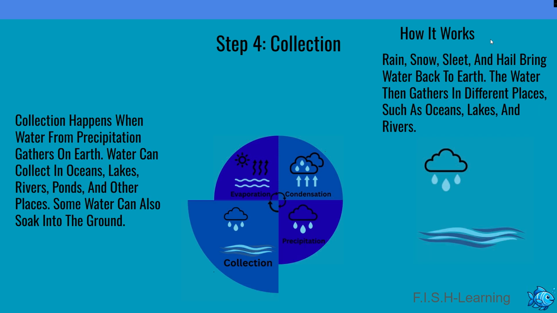Step 4. Collection. Collection happens when water from precipitation gathers on Earth. Water can collect in oceans, lakes, rivers, ponds, and other places. Some water can also soak into the ground. How it works: rain, snow, sleet, and hail bring water back to Earth. The water then gathers in different places, such as oceans, lakes, and rivers.